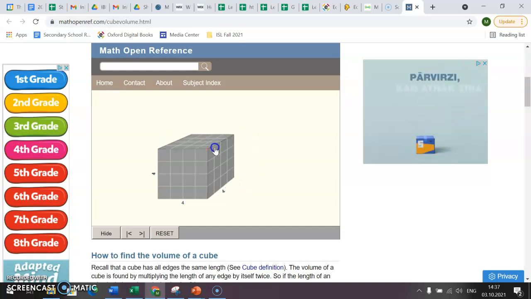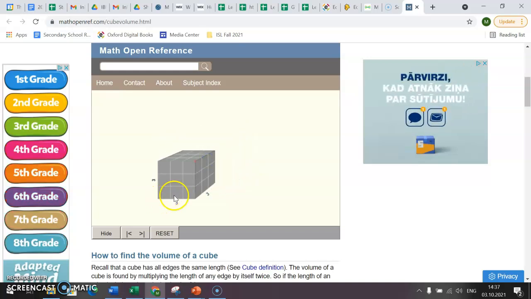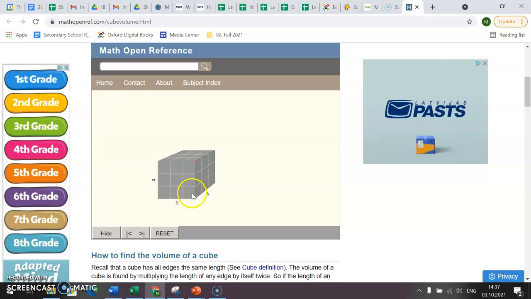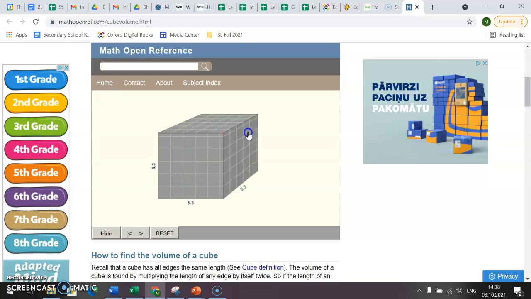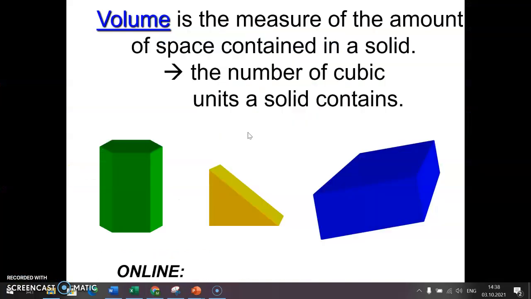I can drag this and make it smaller. If I made it a 3 by 3 by 3, then you have a layer of 9 times 3, exactly what we just saw, 27 cubes. That's the volume. So that's why when you say volume, we say 27, for example, centimeters cubed, because it's the number of cubes that fit inside a shape. All right, that's volume. Let's keep going.